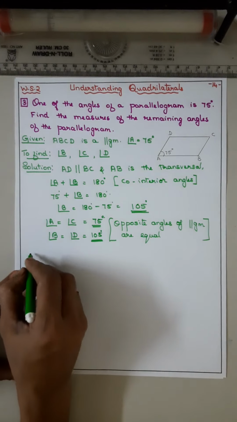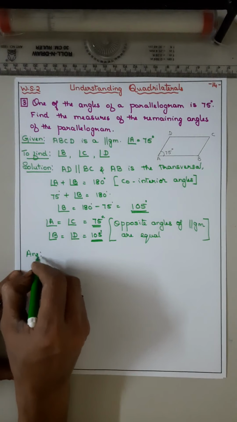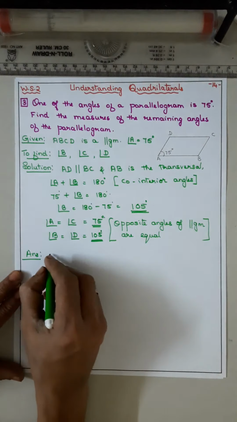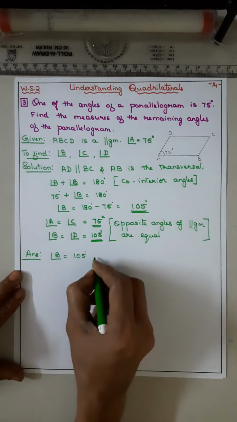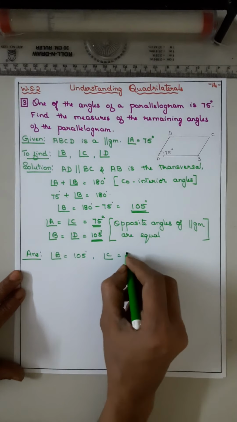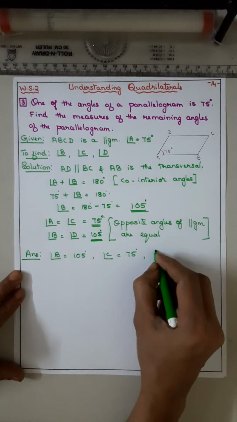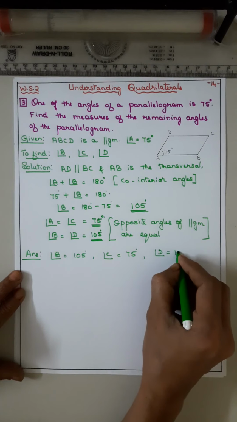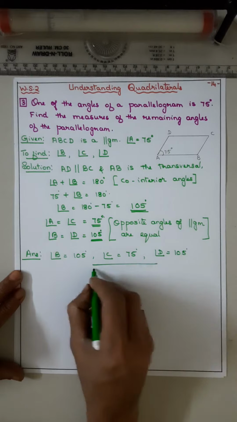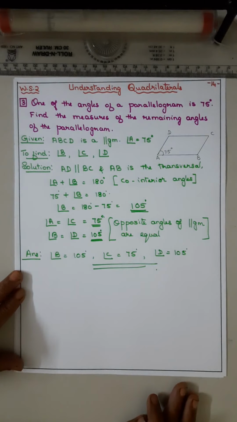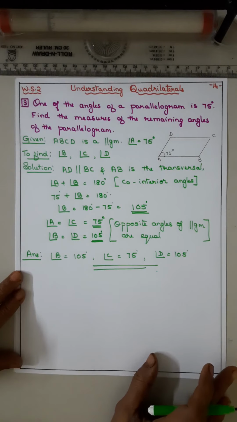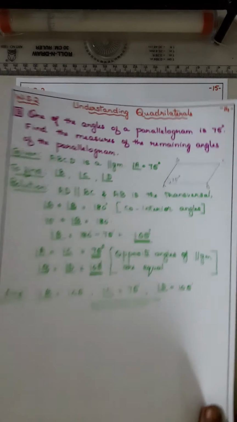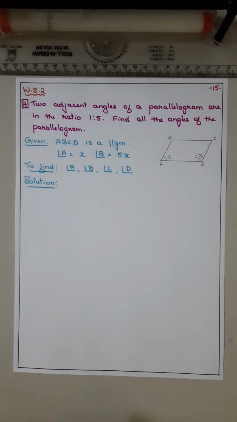So you will write the answer. Angle B you got as 105. Angle C is equal to 75. Angle D is equal to 105 degrees. This is the answer. Hope everyone understood. Easy, isn't it? Now coming to question number 4.